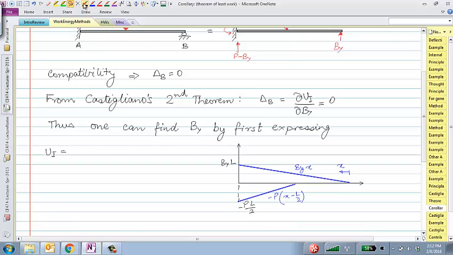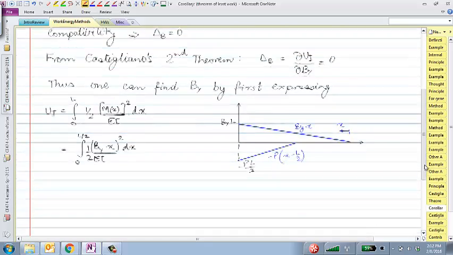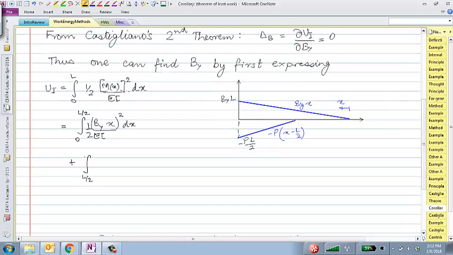So internal energy is simply the integral of one half M as a function of x squared over EI dx over the entire length, right? And we can split that up into two integrals. From 0 to L over 2, I have By times x, whole squared, 1 over 2EI dx, plus a second integral going from L over 2 to L of what?